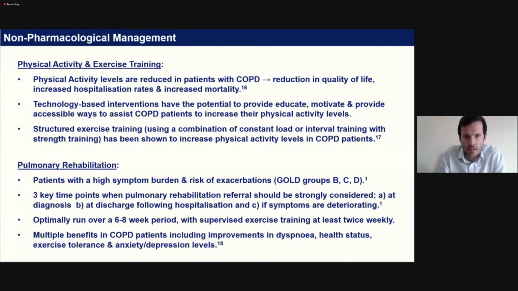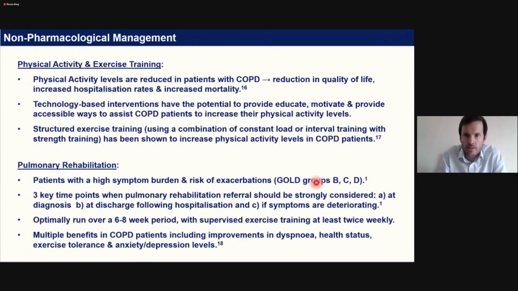Alternatively, a structured exercise training plan using a combination of constant load or interval training with strength training has been shown to increase physical activity levels in patients with COPD. Pulmonary rehabilitation is a comprehensive set of interventions which include the aforementioned self-management interventions and exercise training. Patients with a high symptom burden and risk of exacerbations, in other words, patients in GOLD groups B, C, or D, should be offered formal pulmonary rehabilitation.